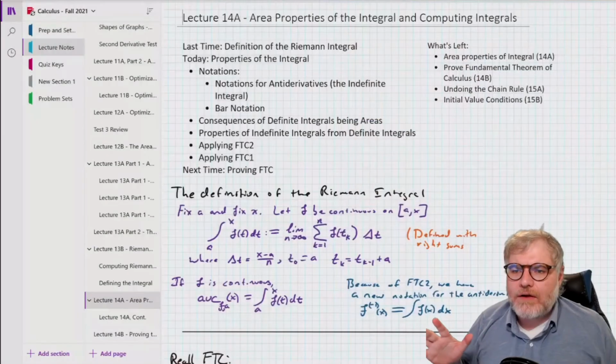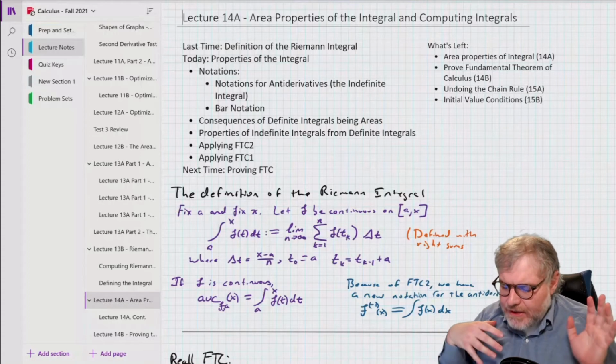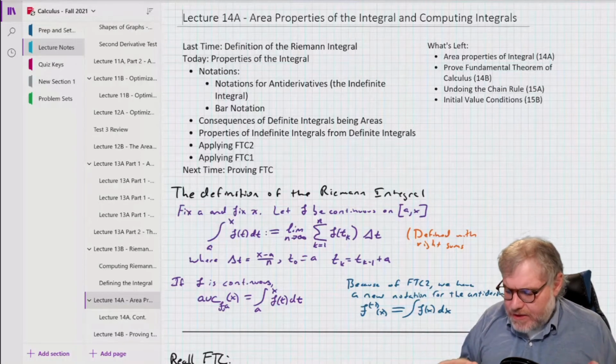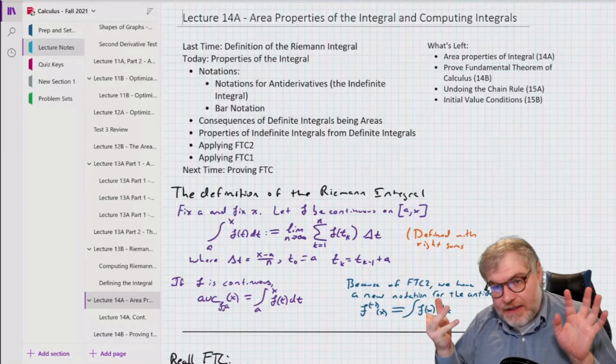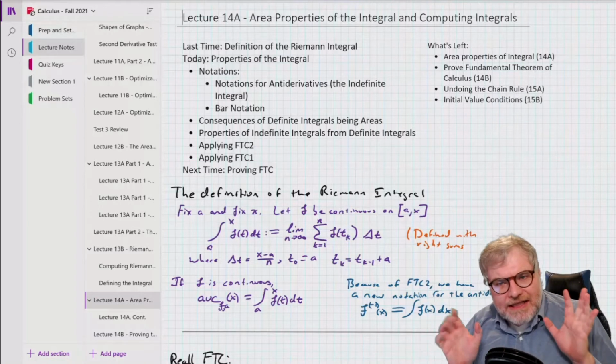Last time we focused on the Riemann integral and we defined it. And then we did the notation for the integral. Today we're going to do notations for antiderivatives, the indefinite integral. We're going to talk about that briefly. We're going to do bar notation, so just a little bit of cleanup.